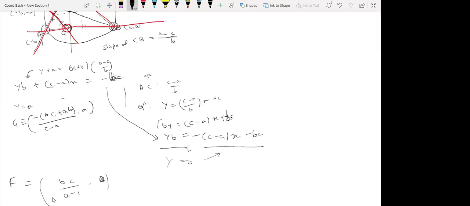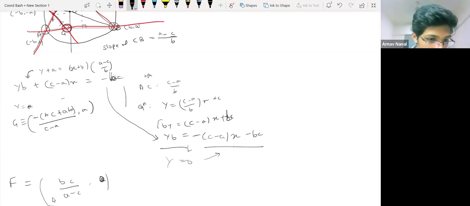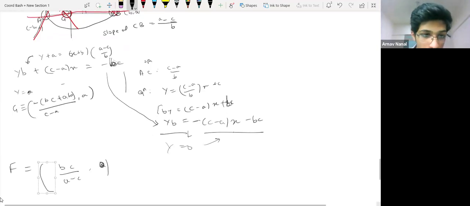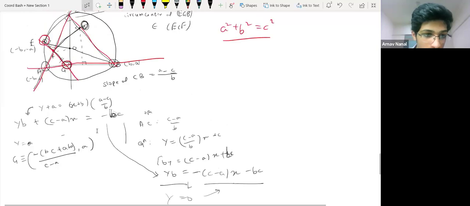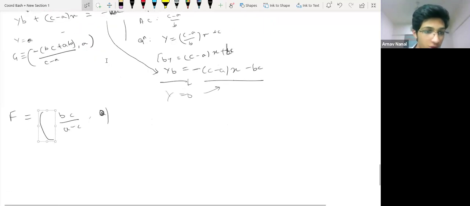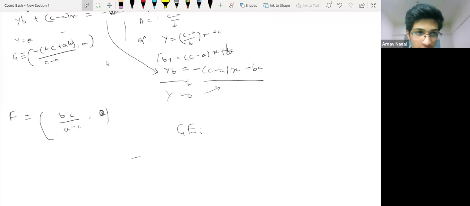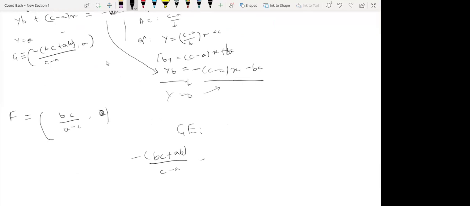Okay. Yeah, okay. Why is this not matching? OMG, what am I doing? So this should be like minus b to that. Okay, yeah, no, it's fine. So now if you just take the midpoint of GE, so clearly the y coordinate matches. The x coordinate we need to check. So it's like minus bc plus ab by c minus a, plus. Yeah, plus. Then the midpoint of G just F.